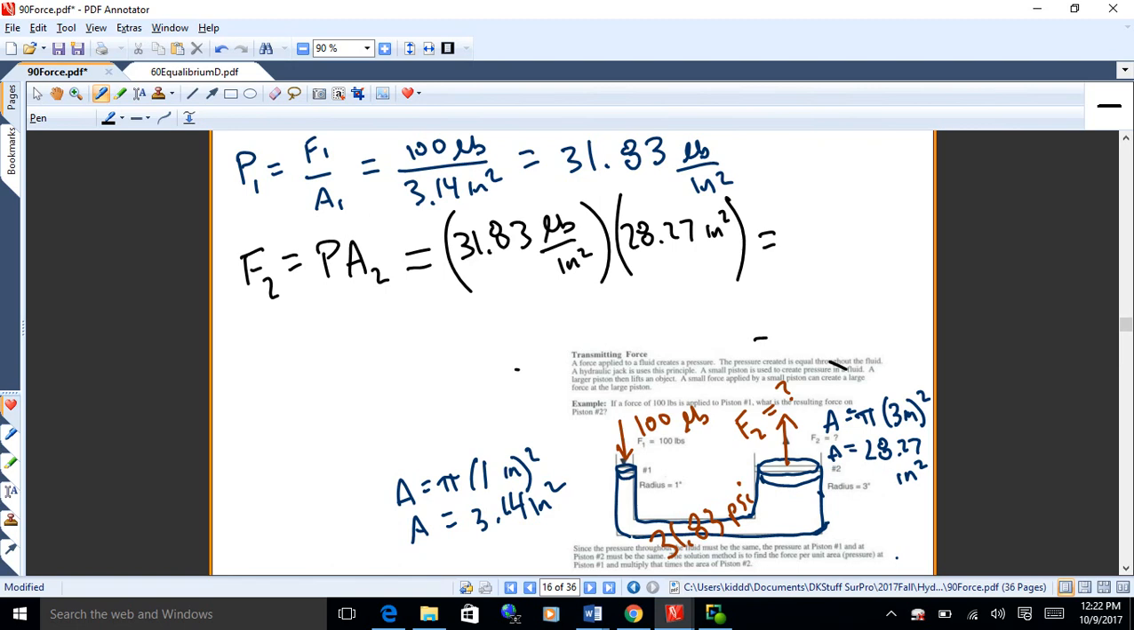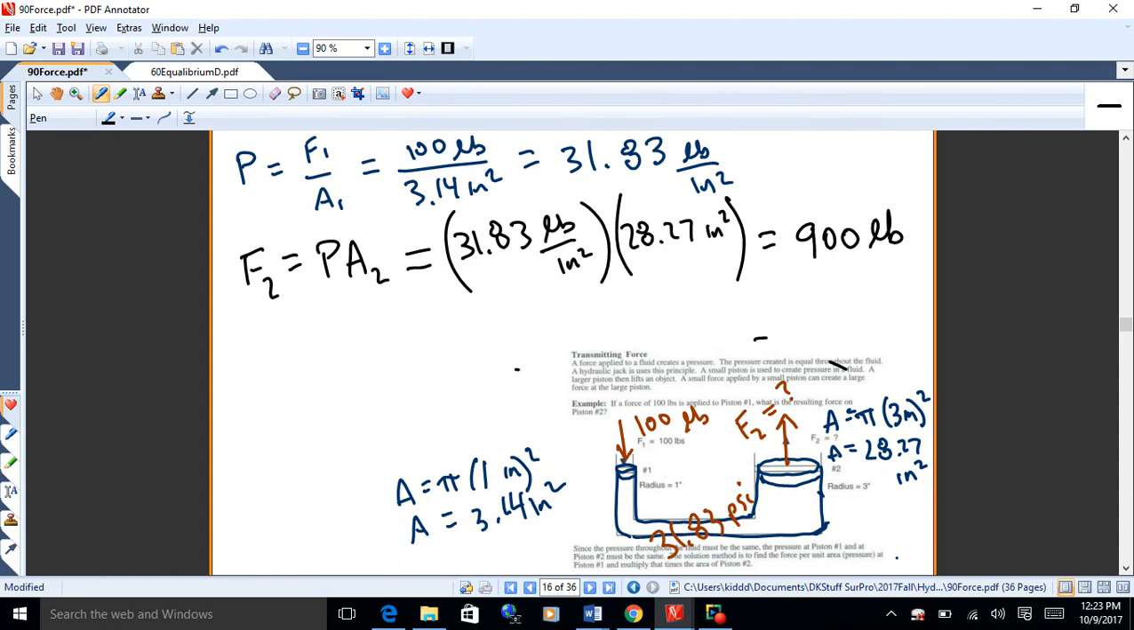And you could round this or whatever, right? When I run it, I get about 900 pounds. So are we okay with that? We got any questions on that bit?